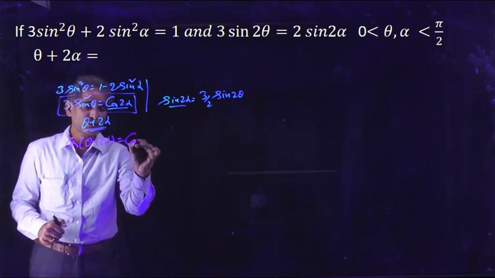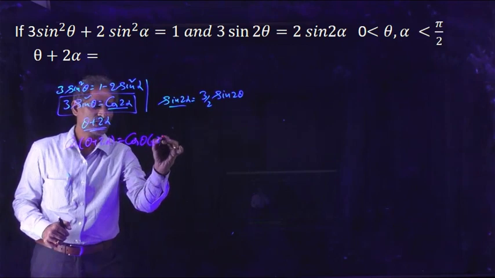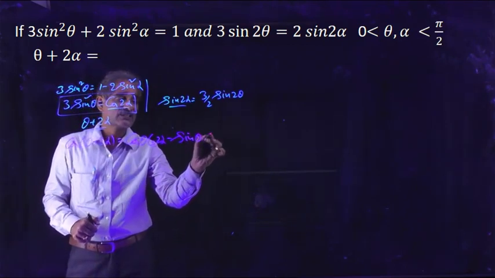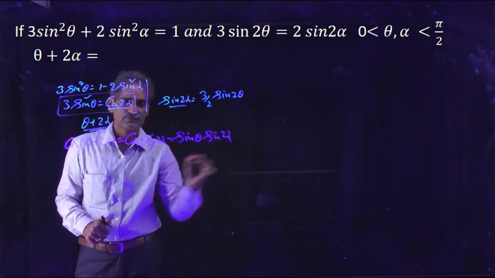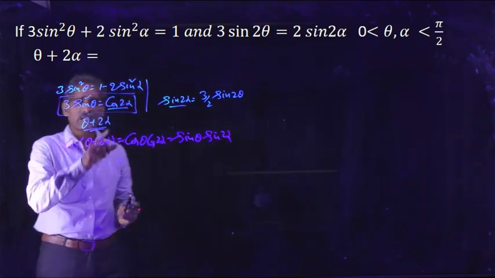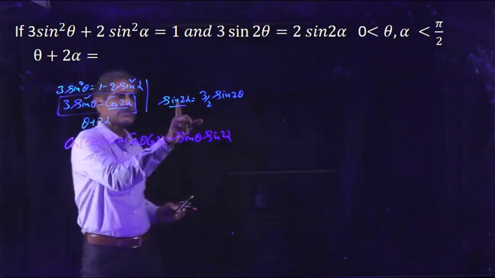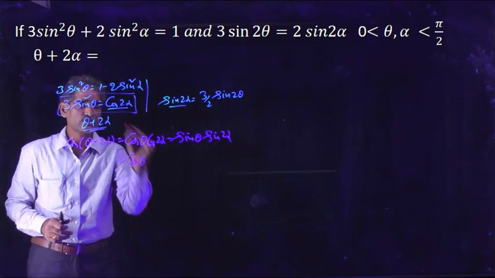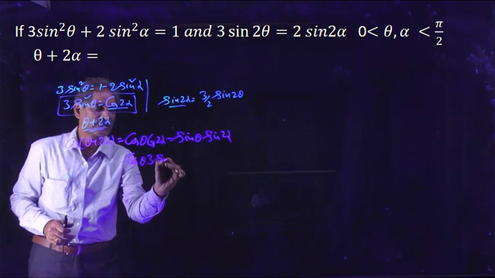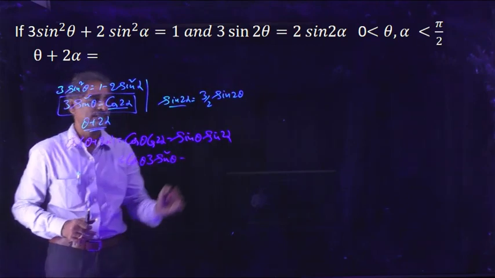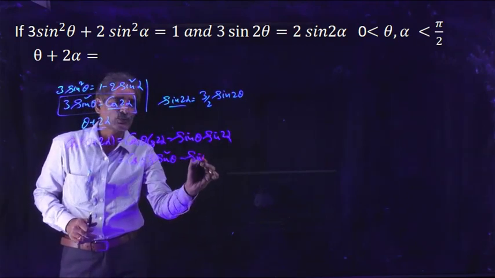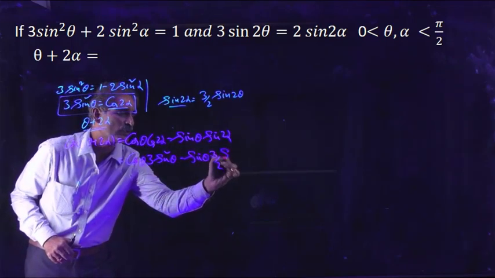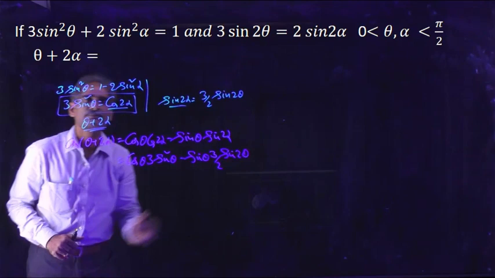Cos(A + B) = cos A cos B - sin A sin B, so cos(theta + 2 alpha) = cos theta cos 2 alpha - sin theta sin 2 alpha. Now substitute the cos 2 alpha value and the sin 2 alpha value. So cos theta into cos 2 alpha is 3 sin square theta, minus sin theta into sin 2 alpha, which is 3 by 2 into sin 2 theta.